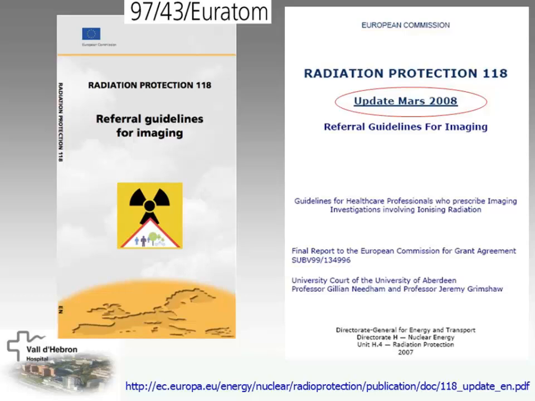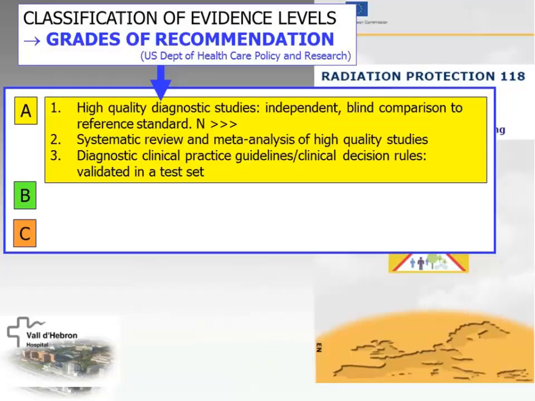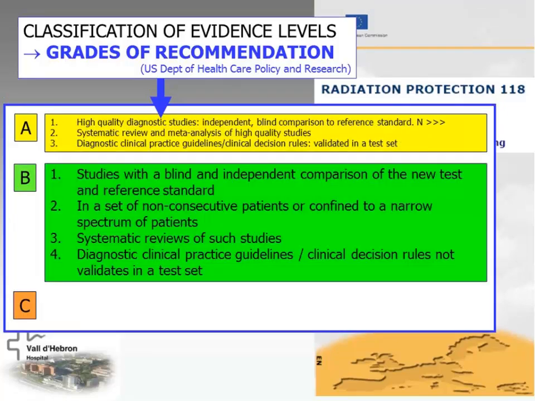Some years ago the last update of this document appeared. The first document was from 1999, and several updates have been published. The last one is not really very recent, but it's a good document, and a committee of experts advises us what tests to apply in each clinical situation, and with what level of evidence. For example, it can be a level or recommendation A, B, or C.